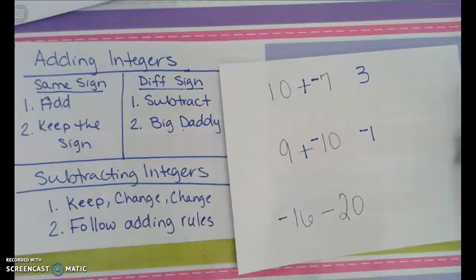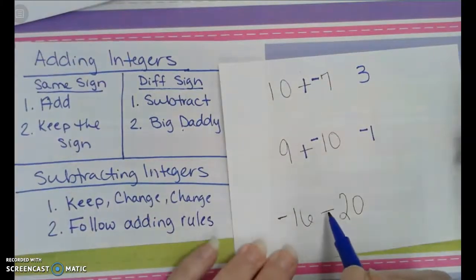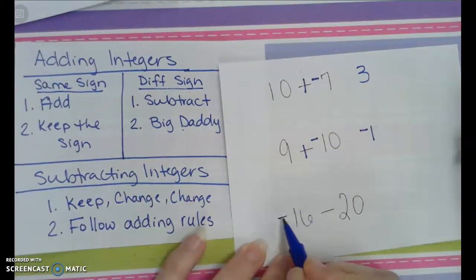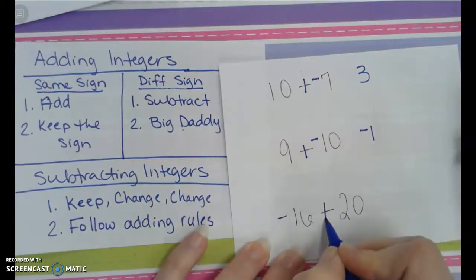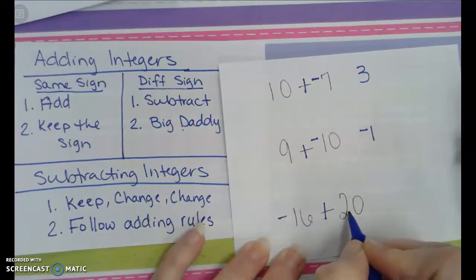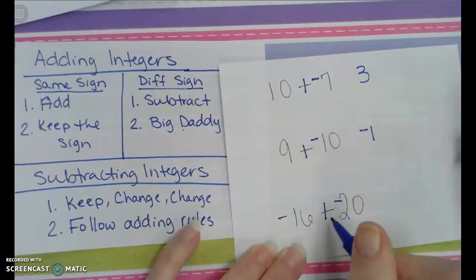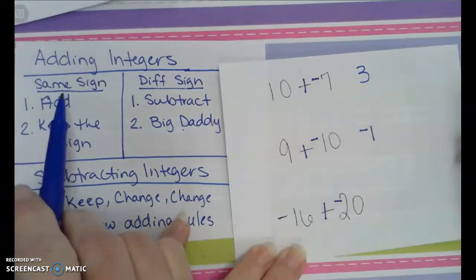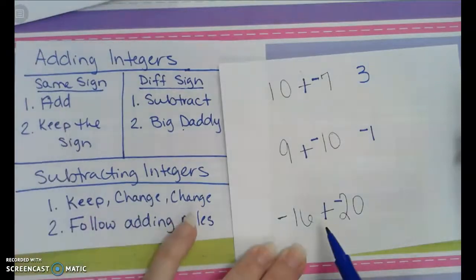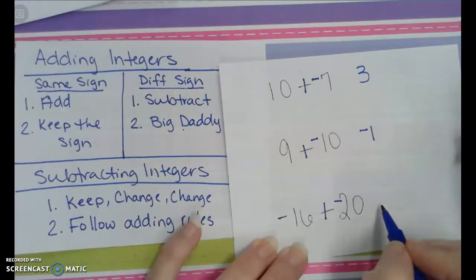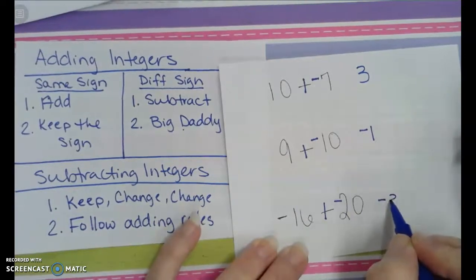So the only thing we're adding today is that if it is a subtraction, keep, change, change. Keep, that one stays the same. Change this to addition, and this is going to become negative. Keep, change, change. So now the signs are the same. So we look at our little notes. If they're the same, we add, because remember that's like saying we lose $16 and then we lose $20. Altogether we have lost $36.